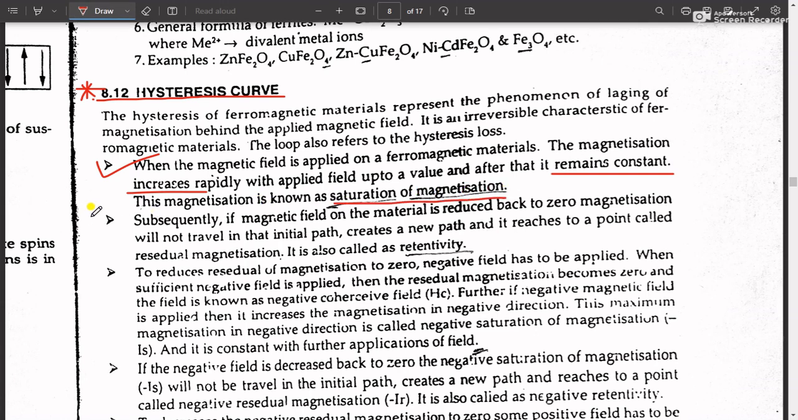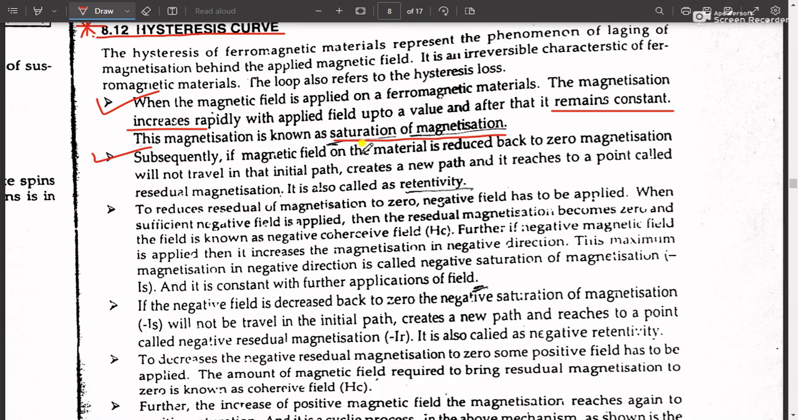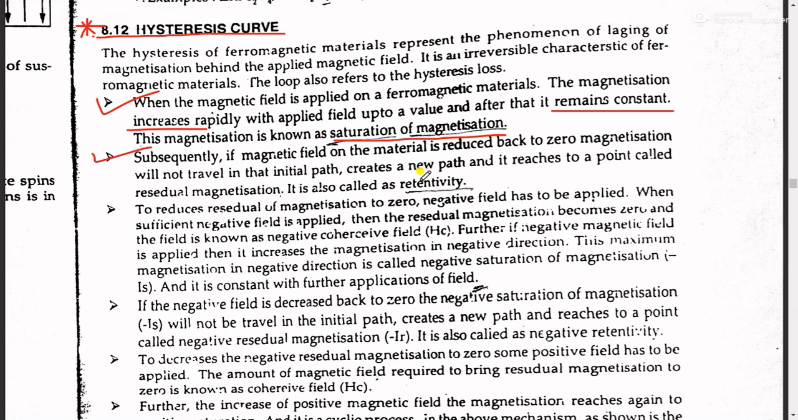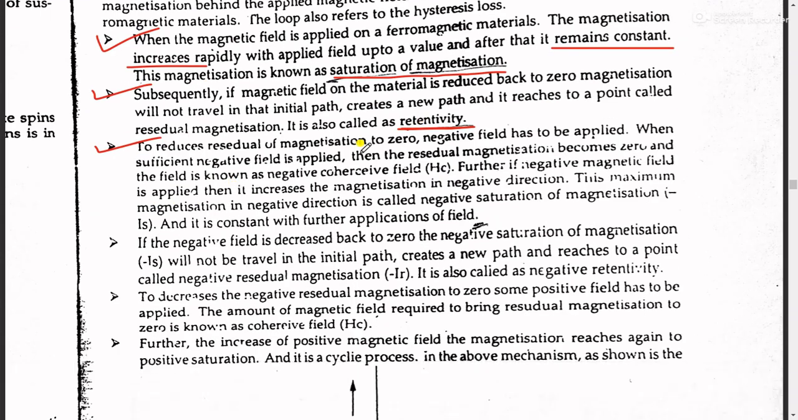And this is the second property. If the magnetic field on the material is reduced back to zero, the magnetization will not travel in the initial path, it creates a new path, and it reaches a point called residual magnetization, also called retentivity. Okay. Next property. To reduce the residual magnetization to zero, a negative field has to be applied.